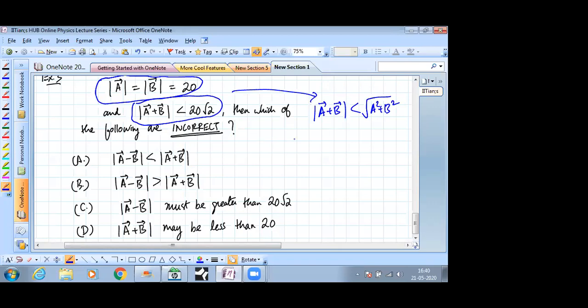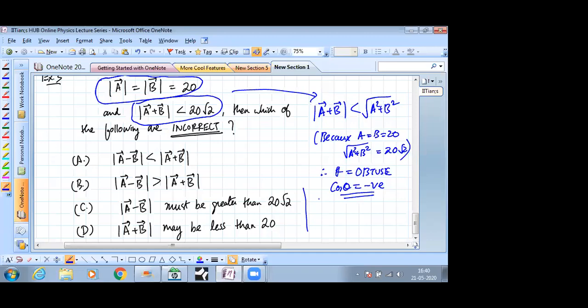So what does this mean actually? Once you understand that 20 root 2 is actually root of A square plus B square, because A is equal to B is equal to 20, so root of A square plus B square is nothing but 20. Therefore theta, the angle between them, is obtuse, or cos theta is a negative quantity. The moment cos theta is a negative quantity, you have something to contend with.